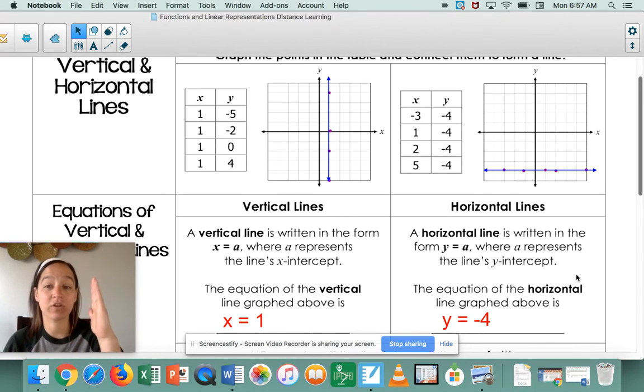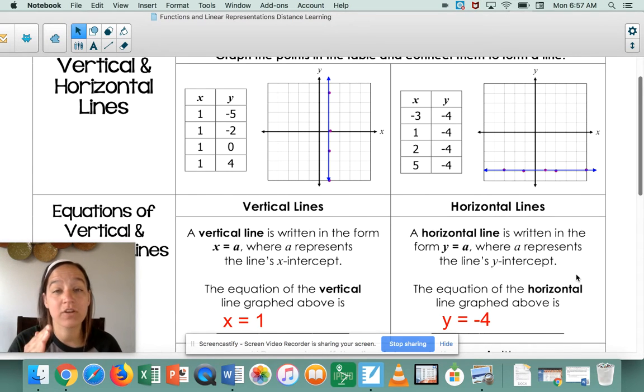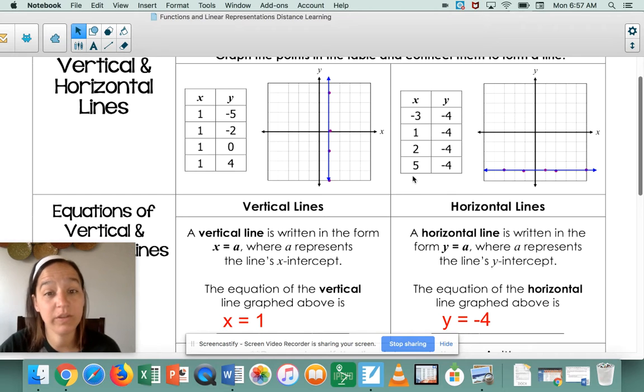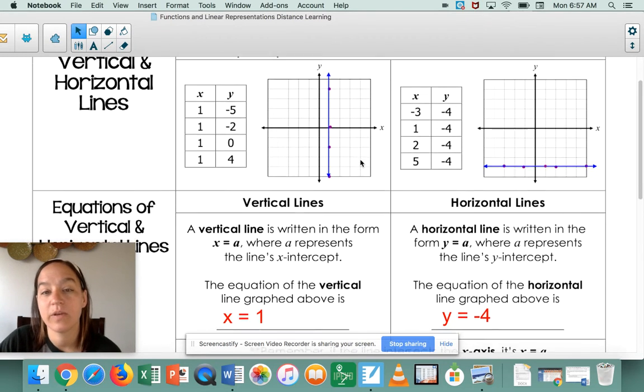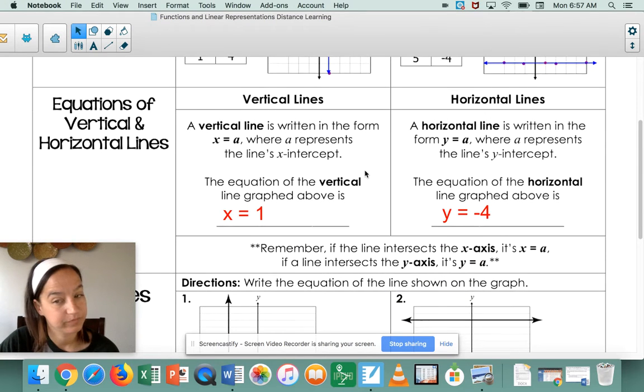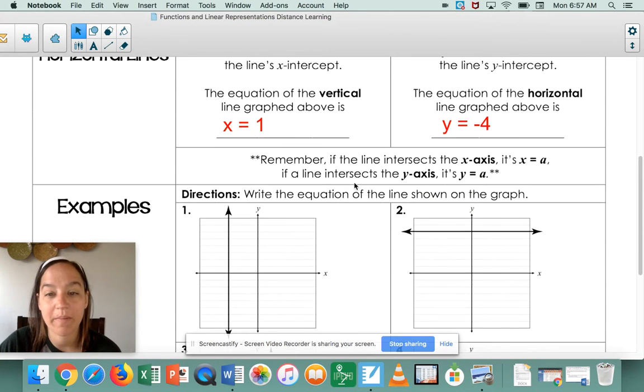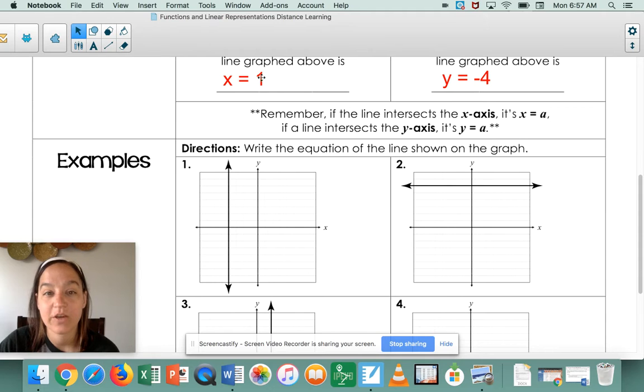So now I have a vertical line and I have a horizontal line. The biggest thing I need to know is a vertical line will have x equals. A horizontal line will have y equals. And so it's really important that we remember those two things because that's going to help us as we go. So again, we're going to remember these two things. Vertical is x equals. Horizontal is y equals.